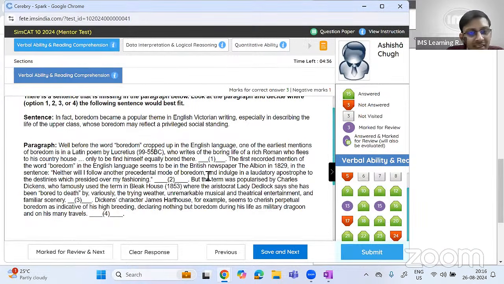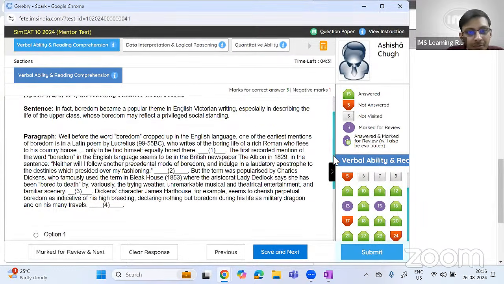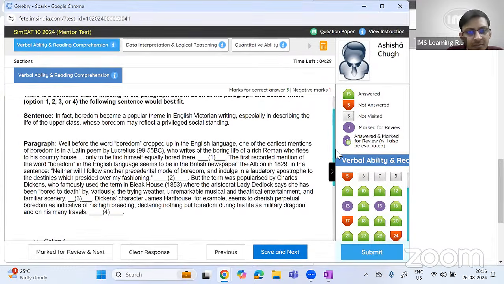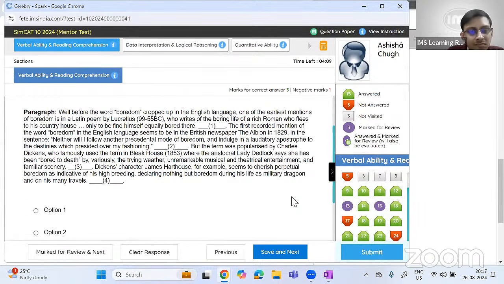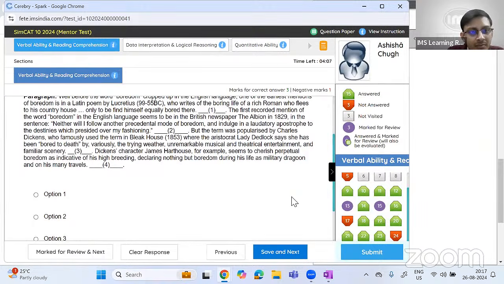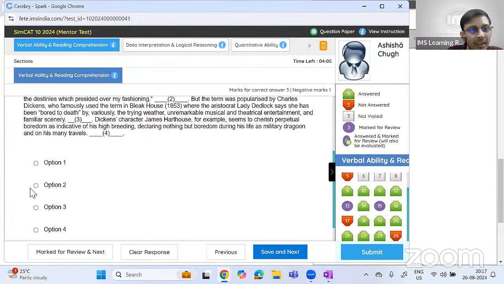So I think it is either two or three. Let me just try to choose. Okay, so it is either between the popular connection or this privileged social standing, high breeding connection. If I look at this, boredom became a popular theme. Term was popularized by Dickens. I think I'll go with the popularized one. Okay, let's go with the popularized one.